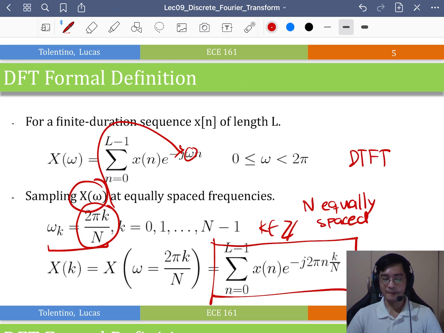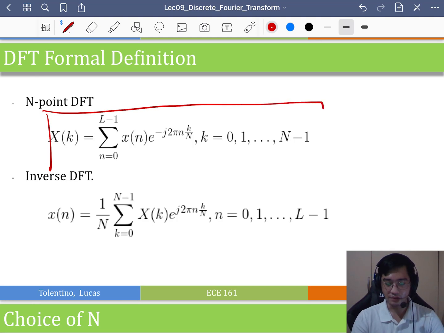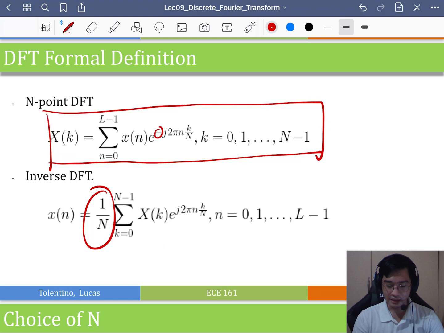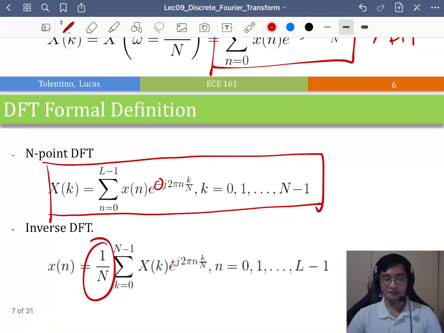So in formula, this is our equation, and the inverse DFT is also taken from our inverse DTFT. The only difference is that we are scaling it by the period N, and instead of a negative exponential, we have a positive one. So that's it for our DFT.